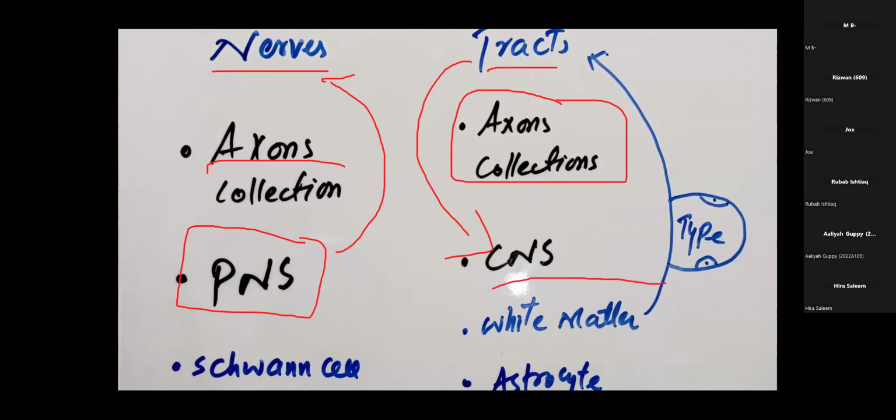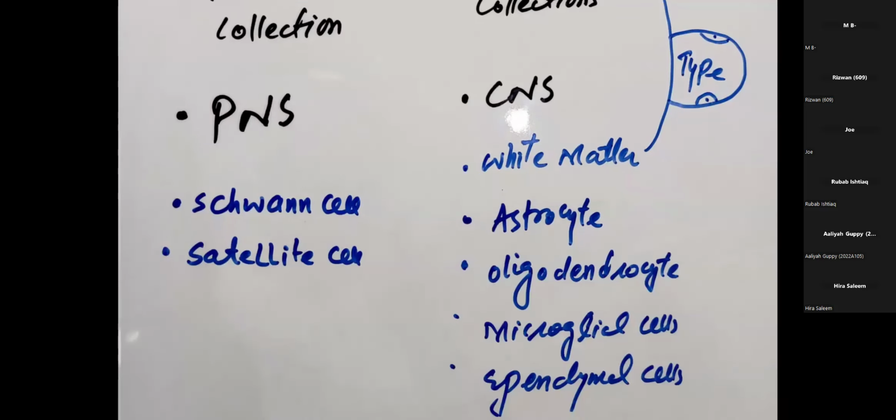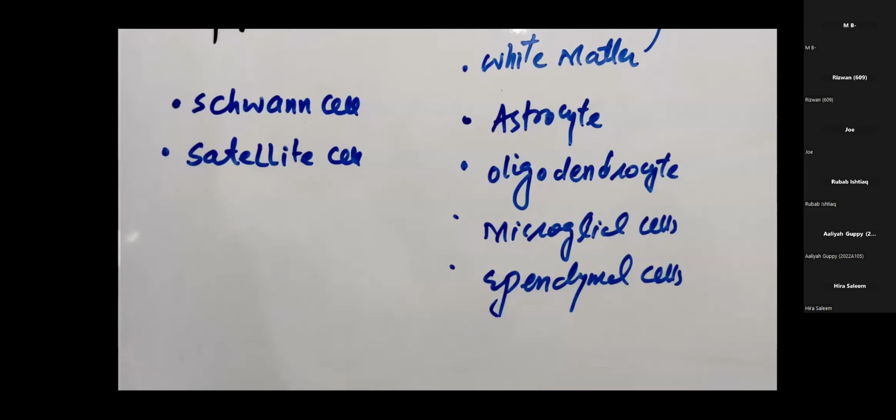Then the other thing: what is the myelination of the central nervous system and the peripheral nervous system? In myelination, we have different cells which myelinate the peripheral and the central nervous system. In the peripheral nervous system, we have two cells which myelinate the neurons: Schwann cells and satellite cells. While in the central nervous system, we have four cells that myelinate the neurons. Why do we require myelination in neurons? For faster conduction of the action potential, or the information.